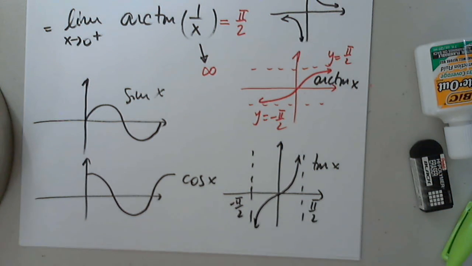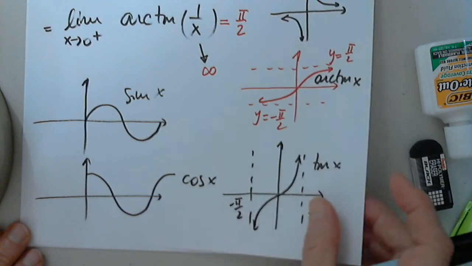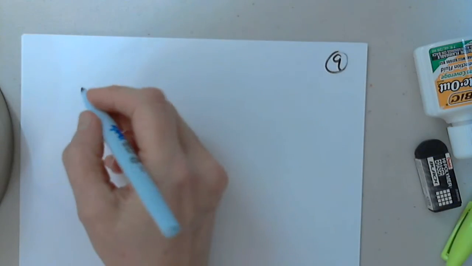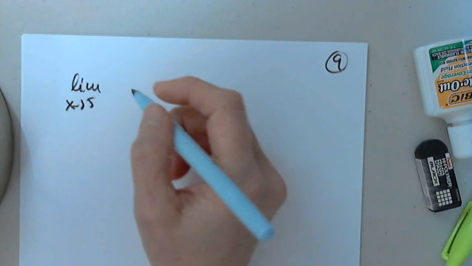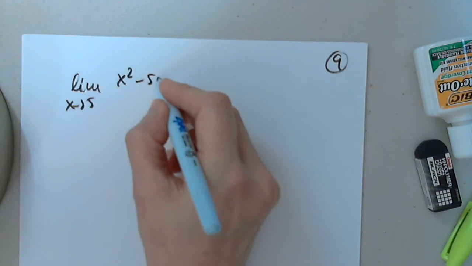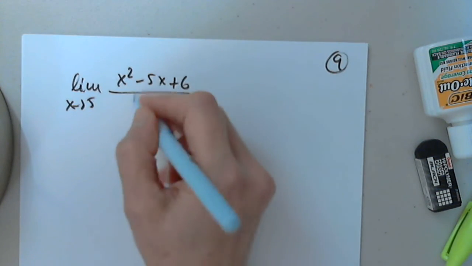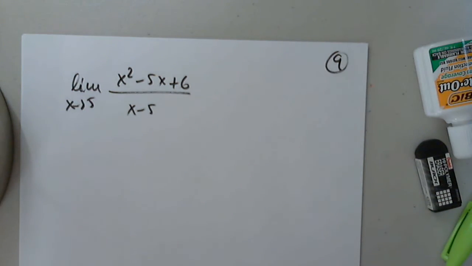But for a limit that's not a trig limit, can you give us an example so we can work on it? I'm looking at past examples. Yes, one I already went over was the limit as x approaches 5 of x squared minus 5x plus 6 over x minus 5. Good, perfect. Let's work on that.